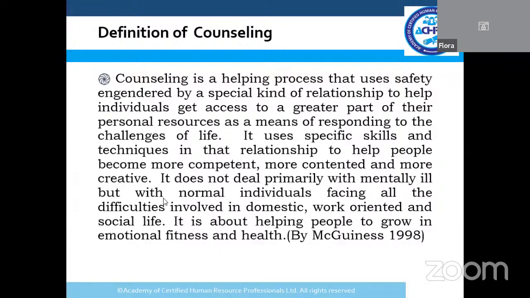But as HR managers or as HR counselors, we only deal with normal individuals, you and me, who are facing all the difficulties involved in domestic, work-oriented, and social life. There are many issues in your organizations that the staff might be having and will share with you. Give me the domestic issues which these staff might present to you, and then we'll go to the workplace. Let's start with the domestic issues they might present. What are domestic issues? We know, as we don't have them, but those people out there, the ones we are leading, which domestic issues are they going through?